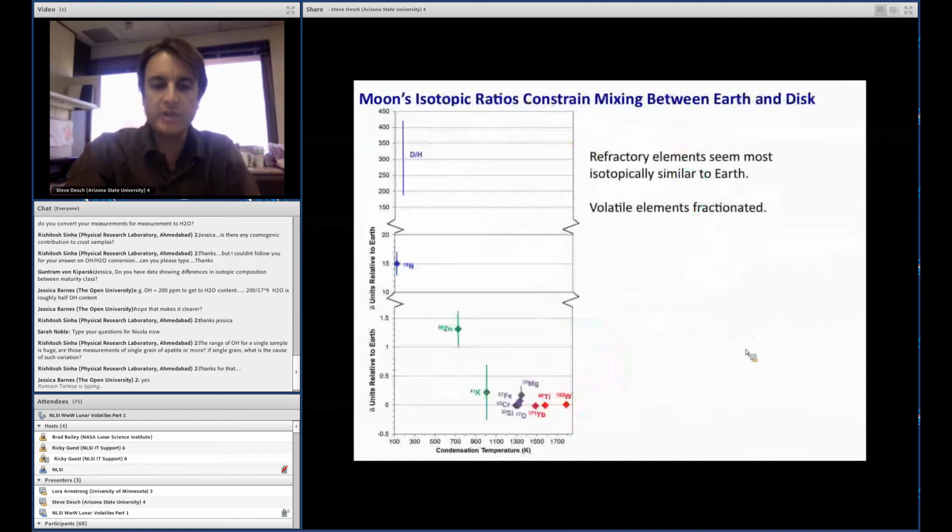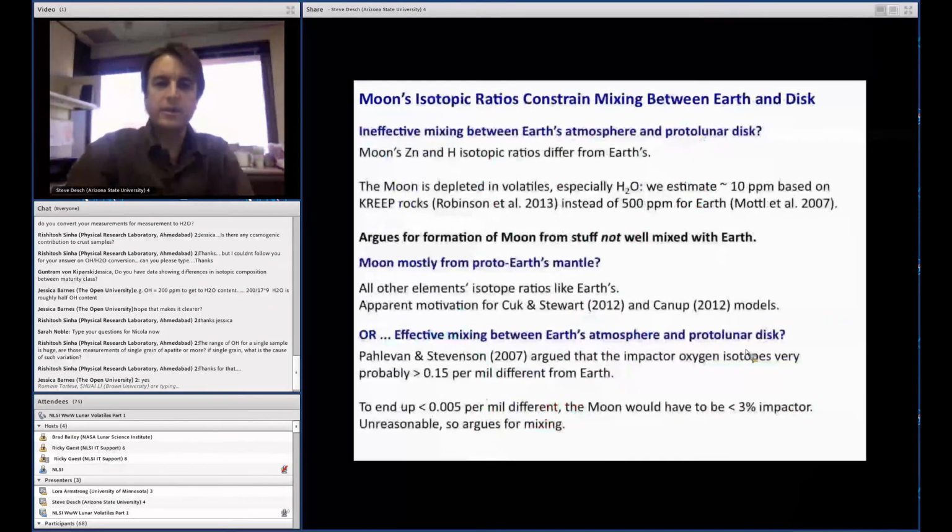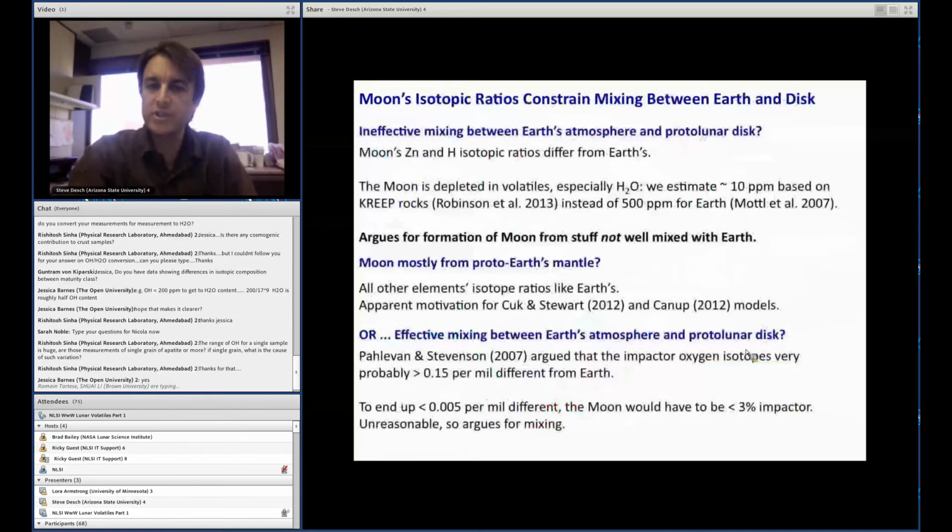So this is a little bit of a confusing thing. How do you explain these trends? Why is it that the refractory isotopes are so similar, and yet the volatile ones are not? And the question is, did they mix very well or not? Did the protolunar disk mix very well with the Earth's atmosphere after it formed or not?